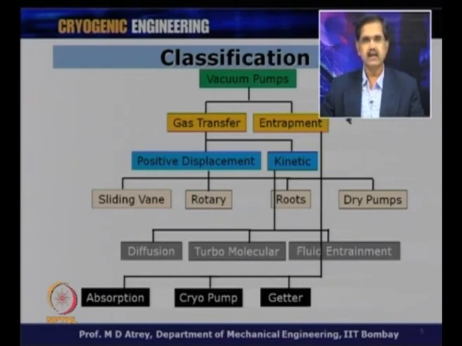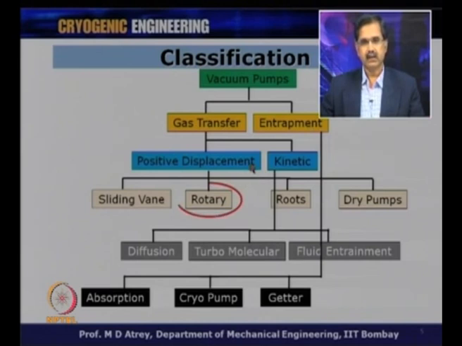One has to understand whether it is a gas transfer type or an entrapment type. Naturally, you can't trap a lot of gas; you cannot trap a big number of gas molecules. So, there are limitations, but gas transfer can happen continuously, and therefore this is the most acceptable mechanism normally used in big systems. Entrapment is used to improve the vacuum further. To go from 10^-5 to 10^-6, normally trapping would be done.